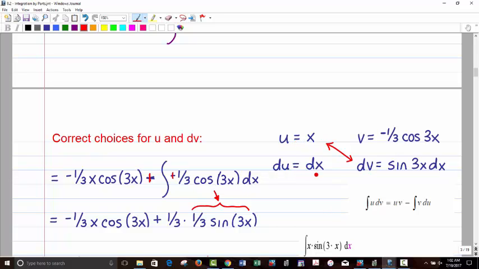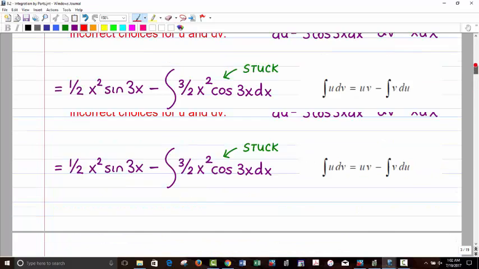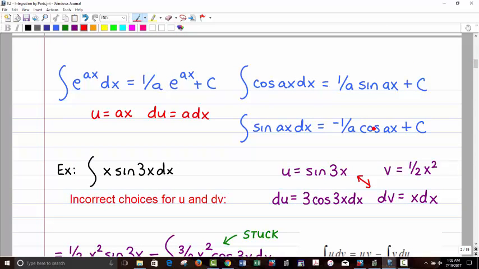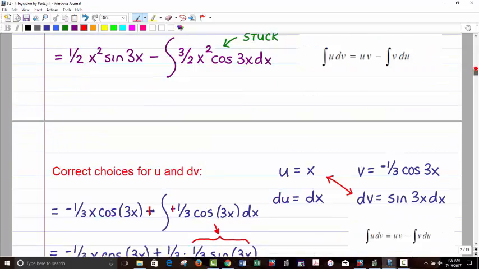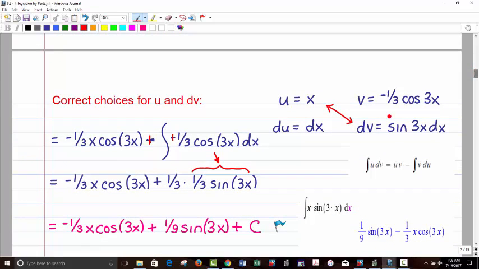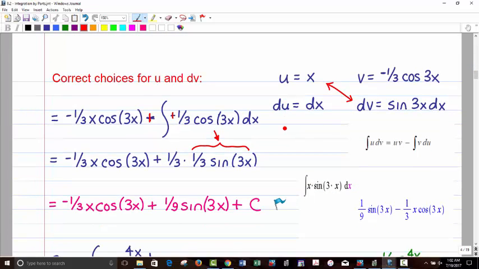So if u is x, we have du is dx. If dv is sine of 3x, now remember we're integrating this time, so it's not 3 here, it's 1/3 when you're integrating. So the antiderivative of sine of 3x would be negative 1/3 cos of 3x. Remember these little things I explained to you right there? That's why those are good to know without having to put too much work into it. So now we use the formula again.